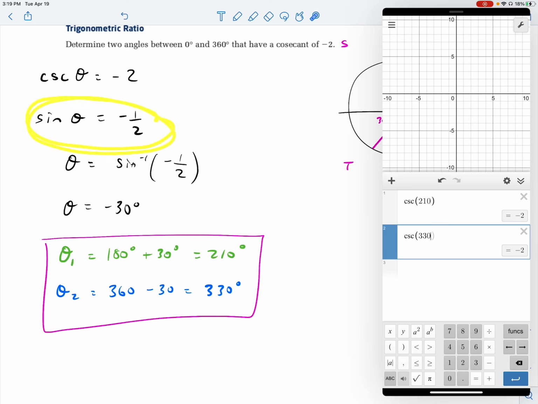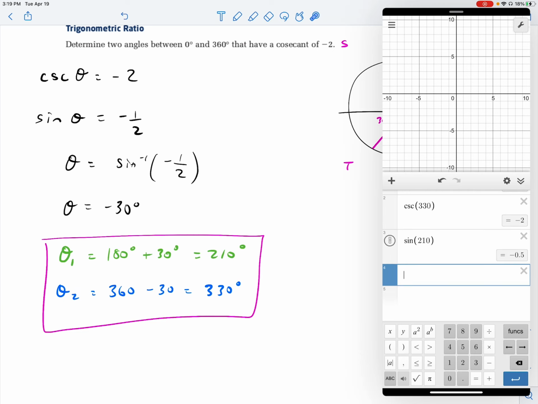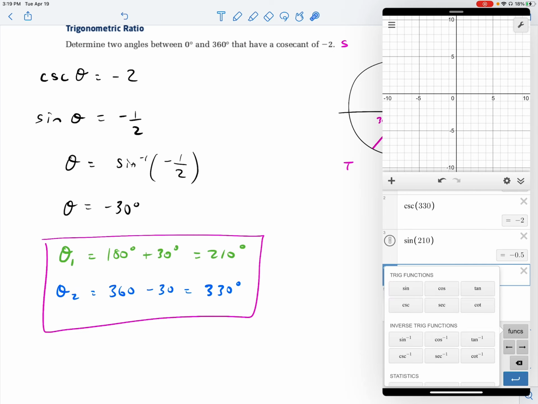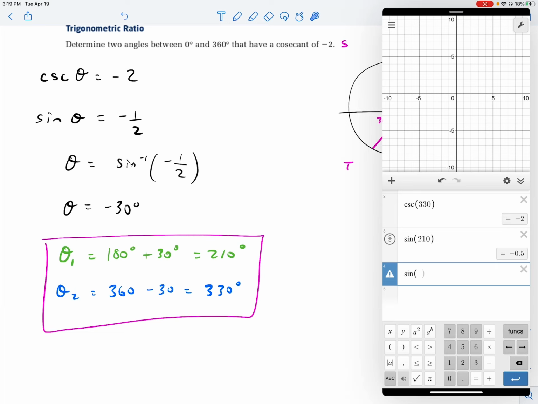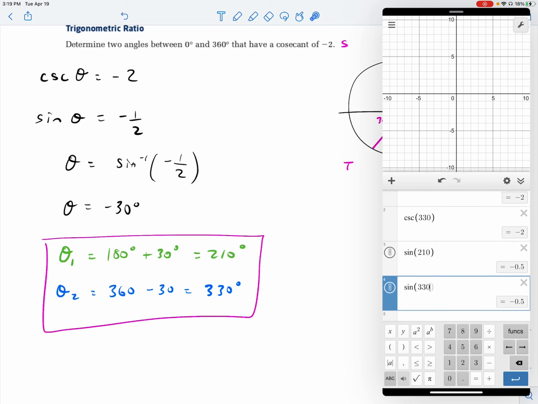So you could check using this. If you don't want to use those reciprocal trig buttons on your calculator, no problem at all. Plug your angles in for theta and see if you get -1/2. Let's try sine of 210. I should get -1/2, and I do. And then sine of 330, also -1/2. You can see how sine and cosecant are reciprocals of each other too.